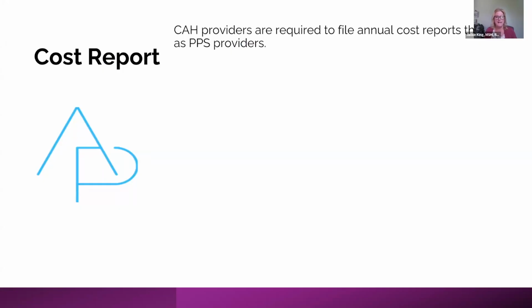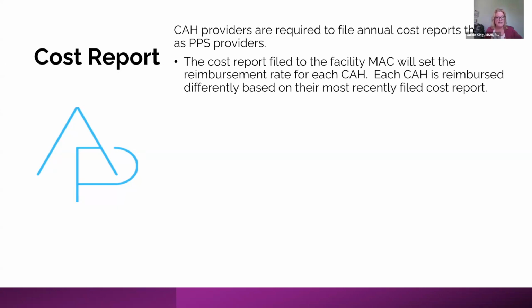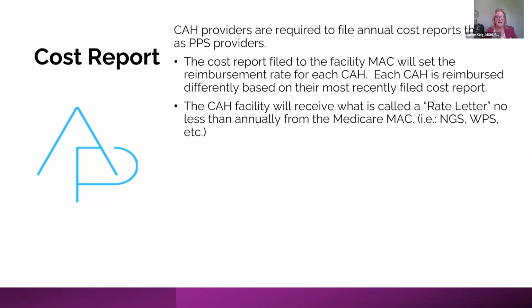Cost reporting is, of course, we are required to file an annual cost report. Anyone who bills Medicare files a cost report, okay? It's very important that ours is correct, because we are paid based off our cost report. So every time we send it in to Novitas, Noridian, CGS, NGS, WPS, they're going to come back with us with a rate letter. And every hospital is going to be different, and any cost reporting is going to be different. Like every time it'll be different.